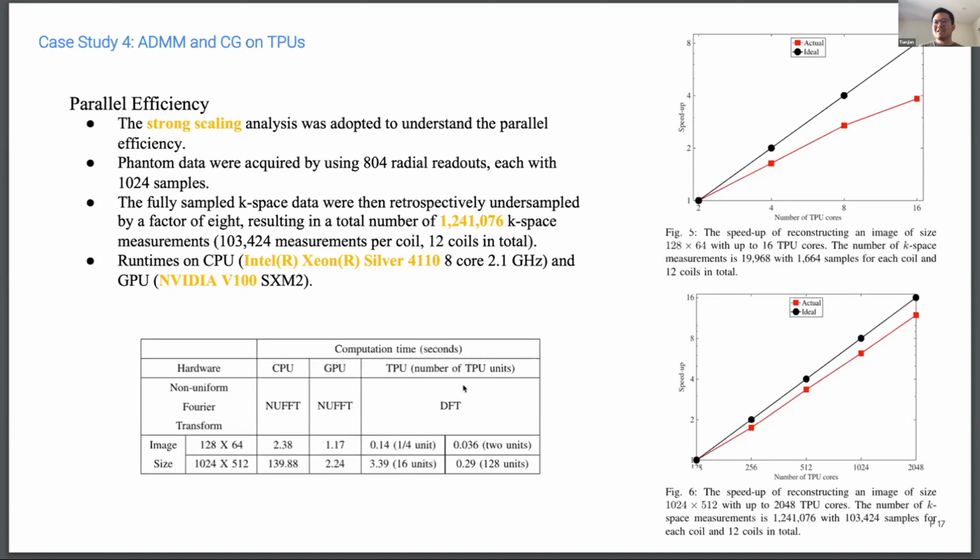The reason is we're using DFT in this problem. The computation complexity is higher than a NUFT, and we are working to incorporate this TPU NUFT into this reconstruction pipeline. And the figure on the right is the scaling analysis. So from 2 cores, 4 cores, all the way to 8 cores is closer to linear, and beyond 16 cores, the speed up saturates because the problem size is kind of small for this hardware setup of 16 cores.